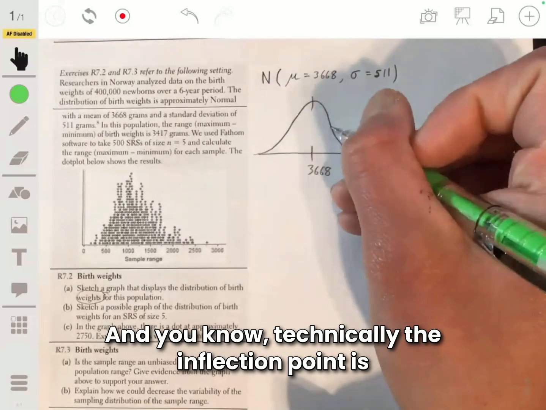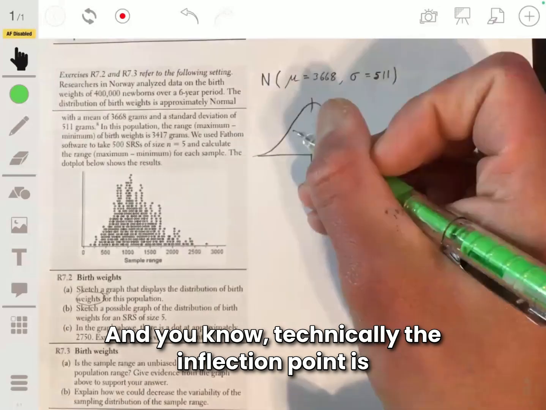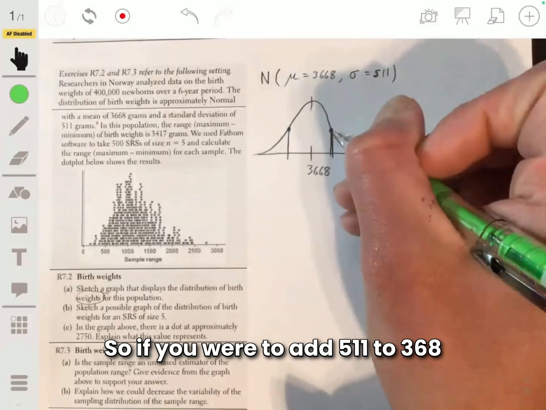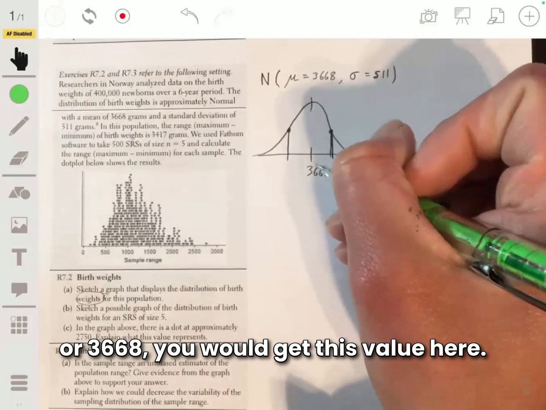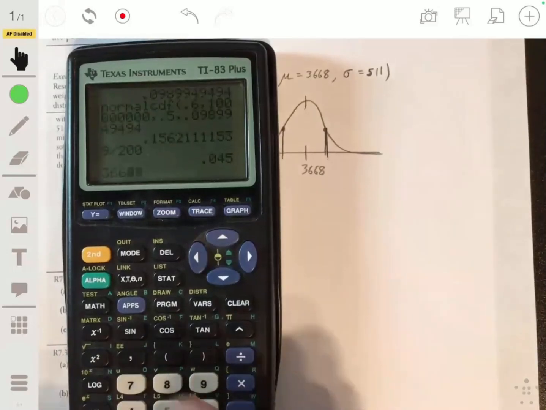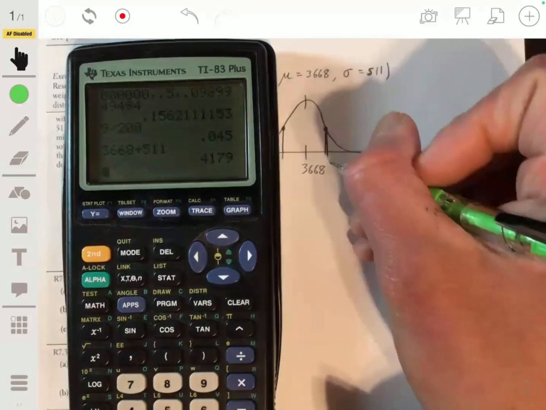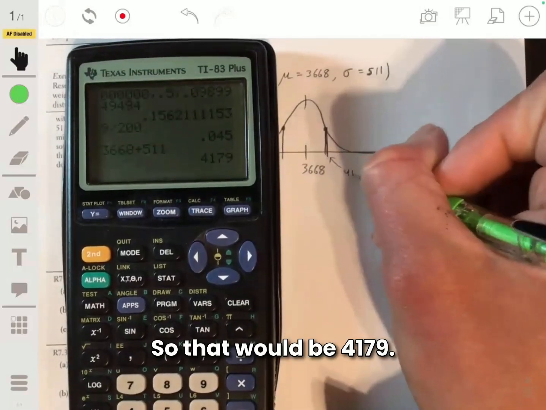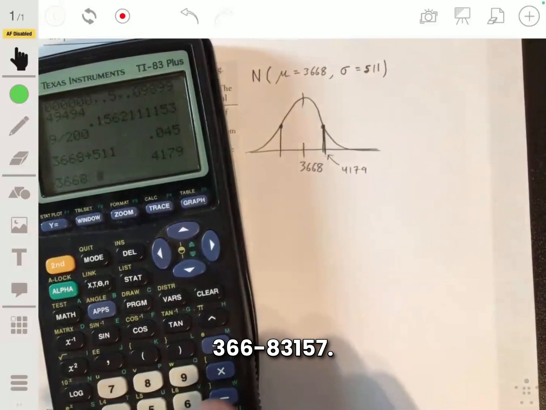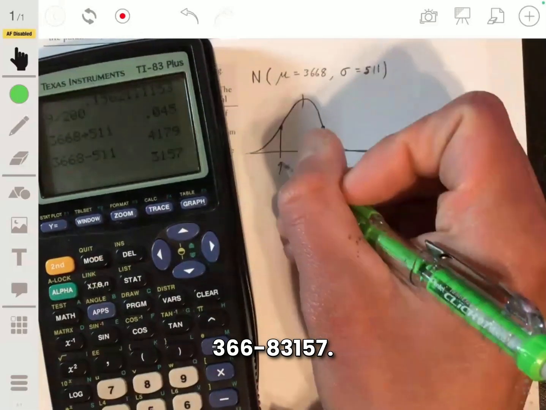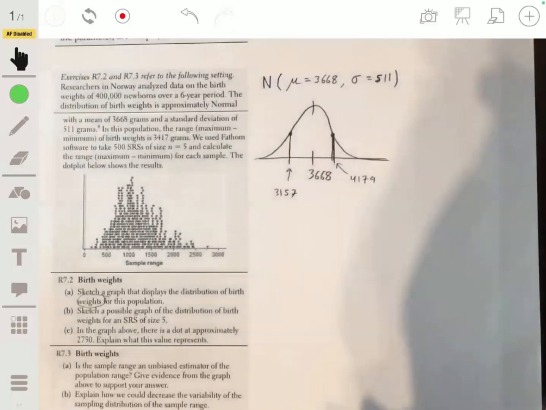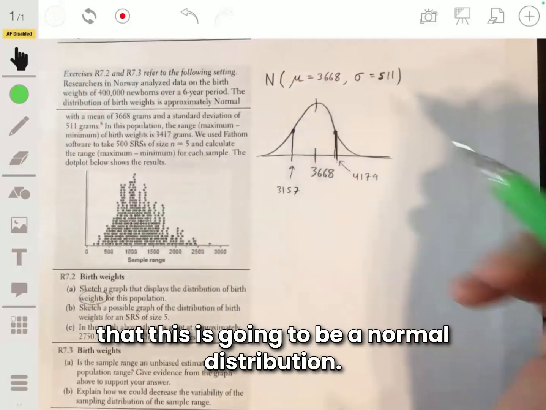Technically, the inflection point is supposed to be one standard deviation away. So if you were to add 511 to 3,668, you would get this value here, which would be 4,179. If we took that away from 3,668, we get 3,157. But you don't have to get worried about getting that technical here. They just want to make sure that you understand this is going to be a normal distribution.